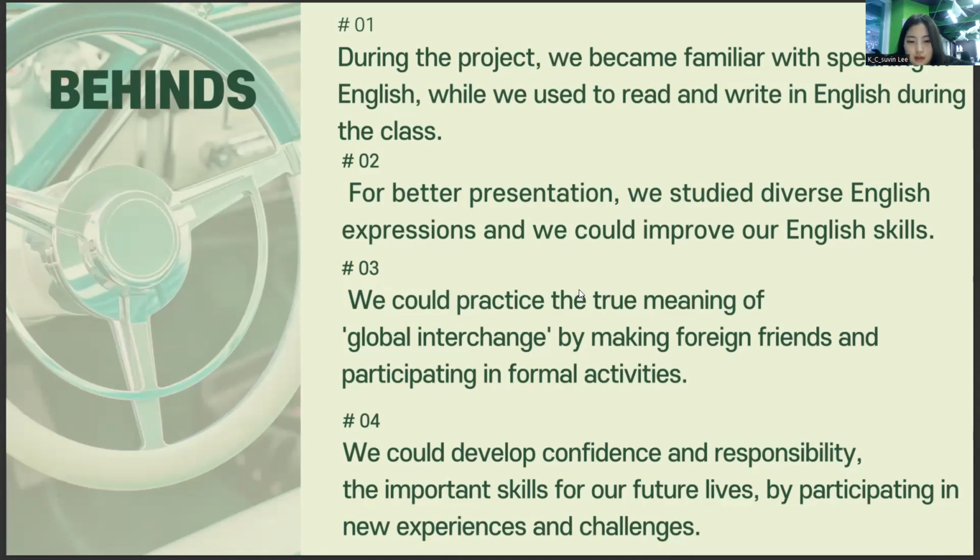Third, we could practice the true meaning of global interchange by making foreign friends and participating in formal activities. Lastly, we could develop confidence and responsibility, important skills for our future lives, by participating in new experiences.